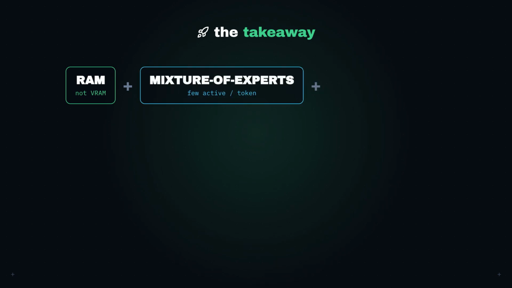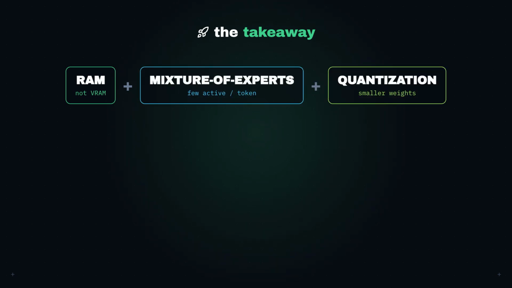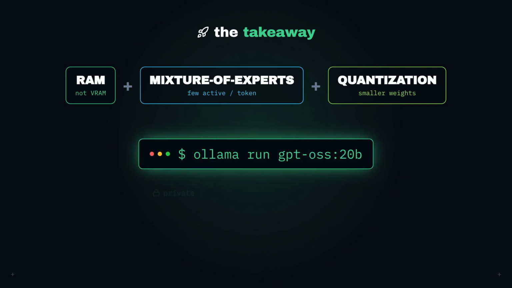But here's the takeaway, and it's genuinely a big deal. You don't need a graphics card to run AI locally, because the memory that matters is RAM, and mixture of experts plus quantization does the rest. The trillion parameter run is a trophy. The one that actually changes your workflow is tier 1. Tonight, install ollama, run GPT-oss 20B, and you've got a private offline AI on hardware you already own.